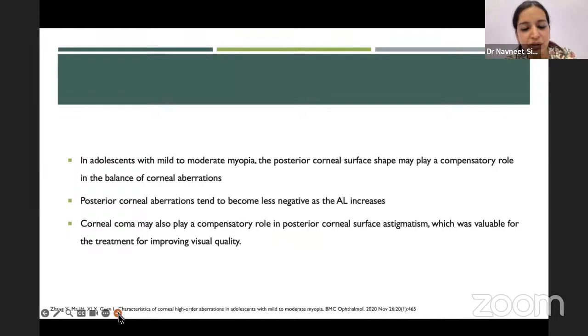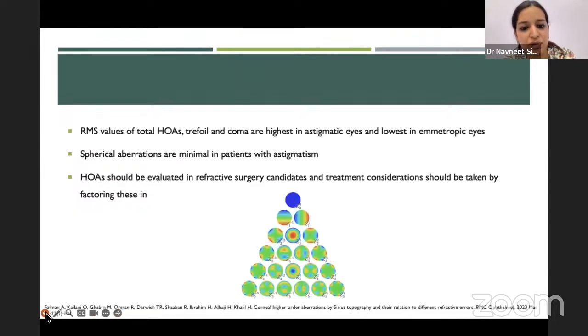Now, spherical aberrations are also very less in patients who have astigmatism. And so higher order aberrations should be evaluated in refractive surgeries.